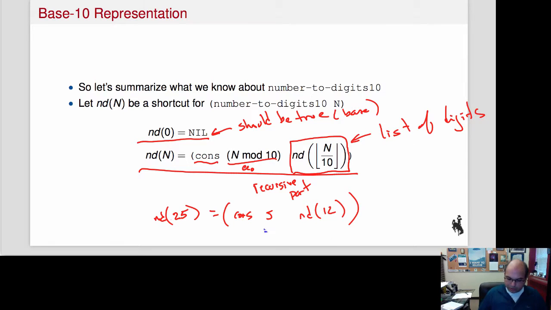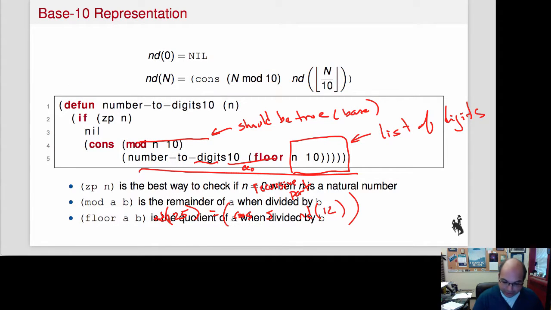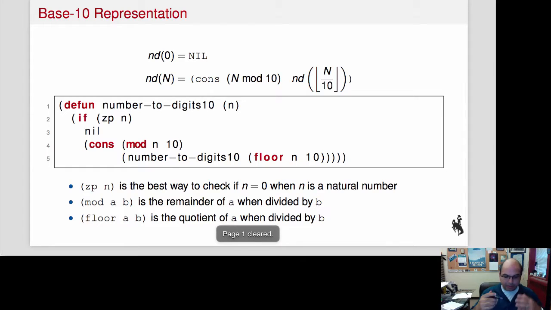Okay, so that's what we want. That's how we find our digits, 125. Okay, so let's see if we can actually finish this. I'm going to translate that directly into ACL2.